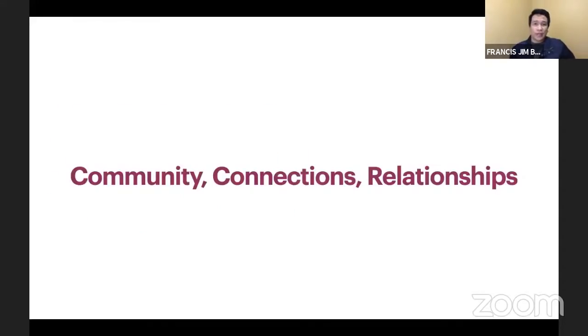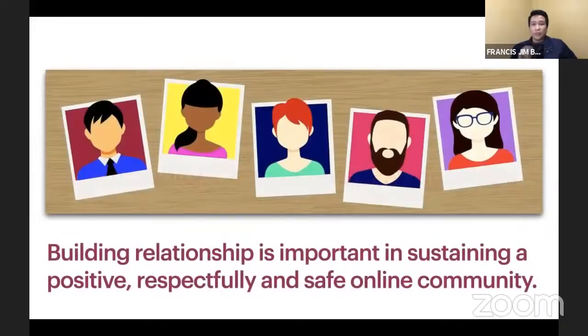To do that, we need to establish the idea of community, connection, and relationship. So what we need to do is to build relationship, and to make sure that we sustain a positive, respectful, and safe online community. For those doing online distance learning, we have what we call an online community. We want to build relationship by building or sustaining a positive, respectful, and safe online community.